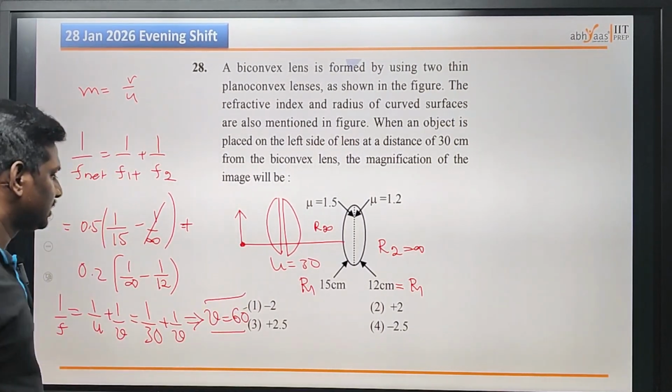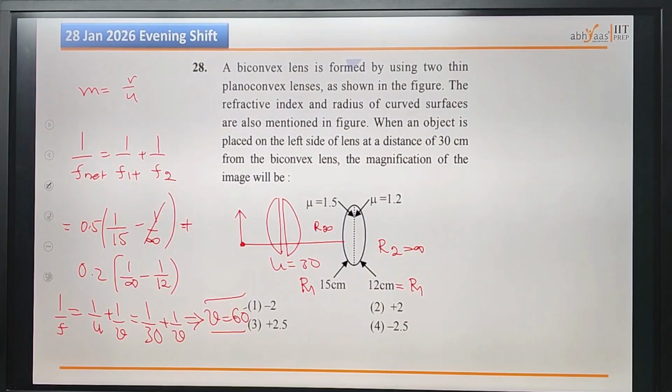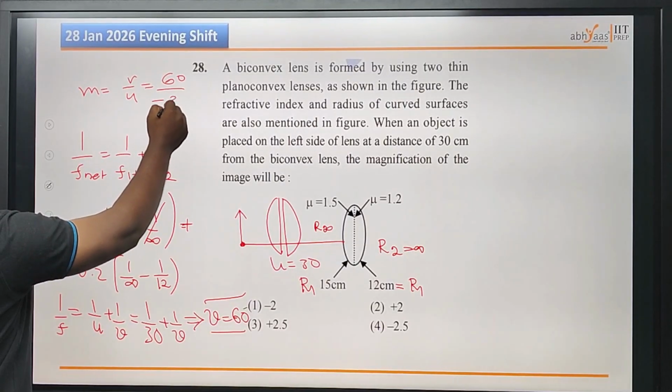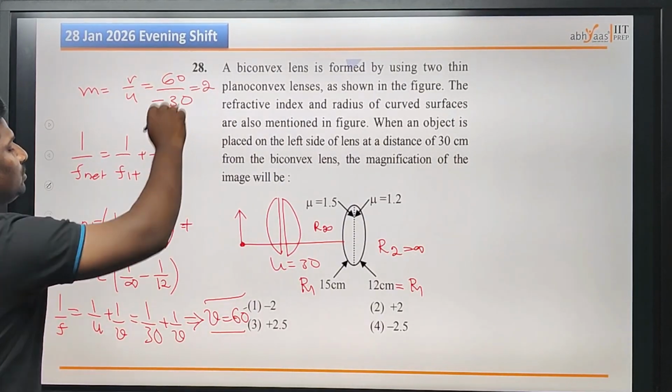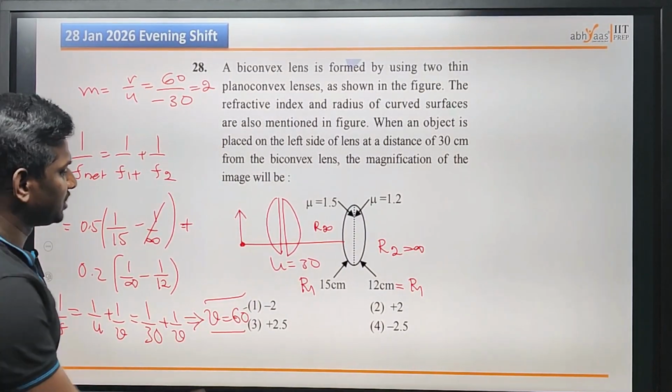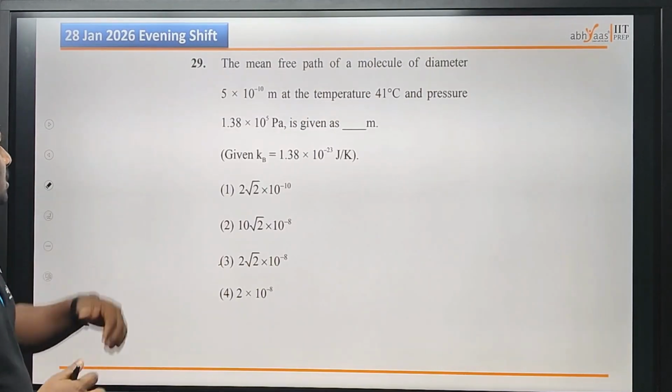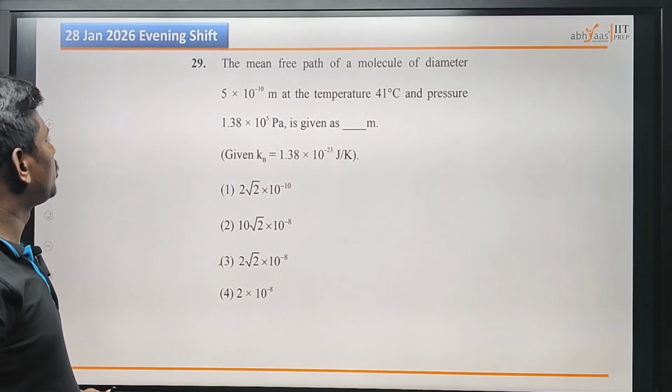V is 60. So what is v? That is 60. What is u? That is minus 30. You can write 2 is your answer. Option 1 is your answer. Next question. So see here, question number 29.